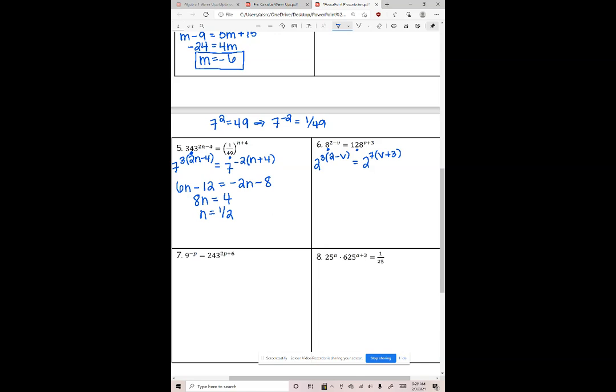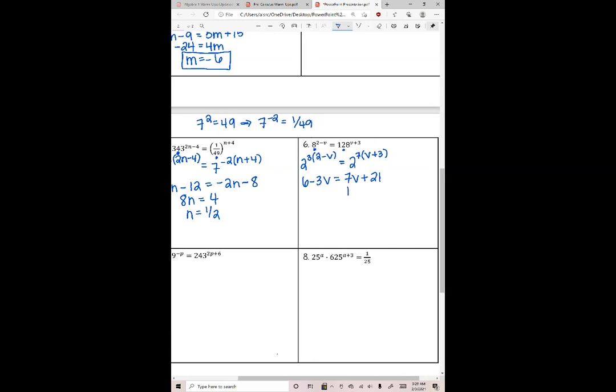Okay. So same base now. So 6 minus 3v equals 7v plus 21. So I'm going to add 3v. So I have 10v. Subtract the 21. So it becomes negative 15. So v equals negative 1.5. Or you could write it as negative 3/2. Either one is fine with me.